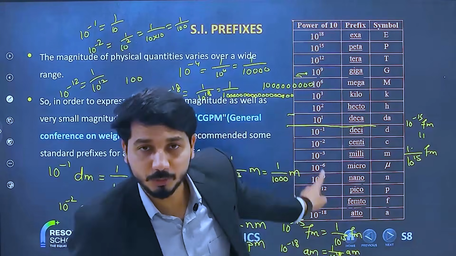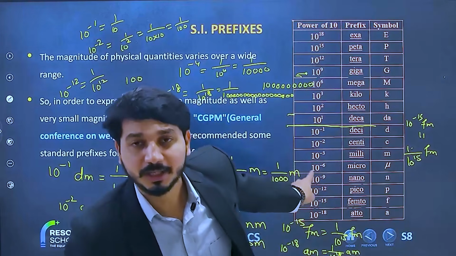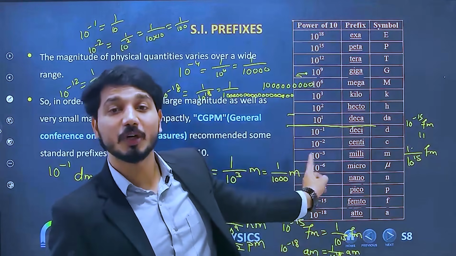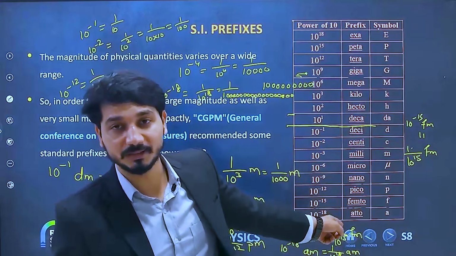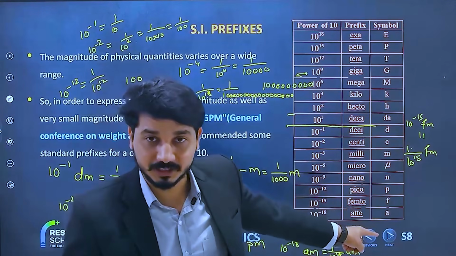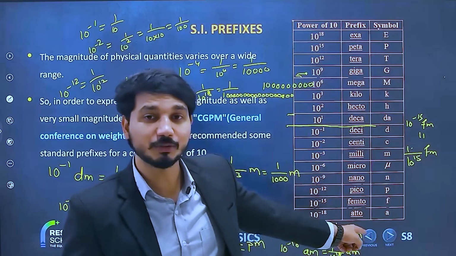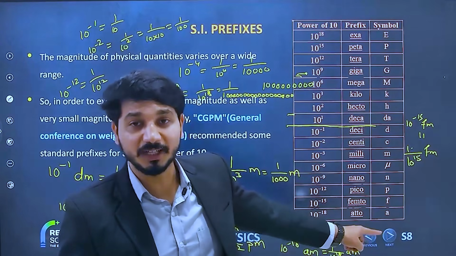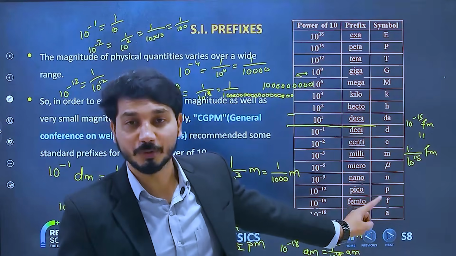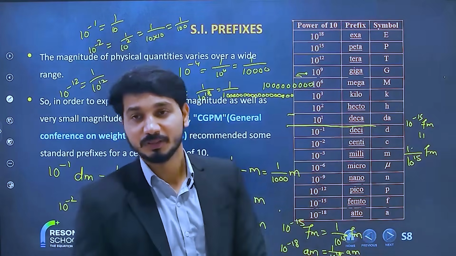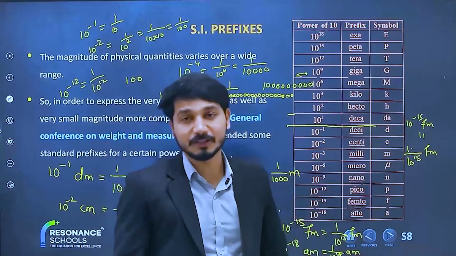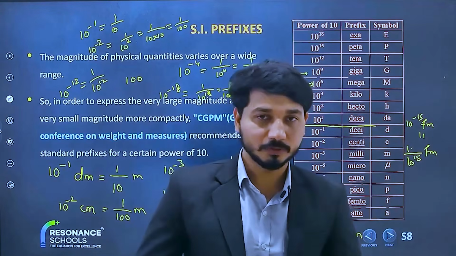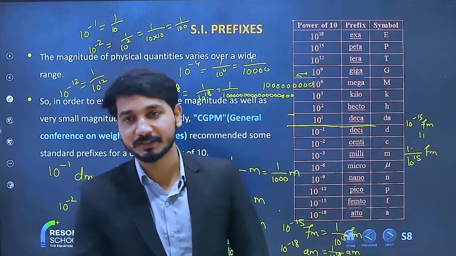So 10 to the power minus 1 is called deci, 10 to the power minus 2, centi, 10 to the power minus 3, milli, 10 to the power minus 6, micro, 10 to the power minus 9, nano, 10 to the power minus 12, pico, 10 to the power minus 15, femto, and 10 to the power minus 18, atto. Right? Clear to everyone? These are the prefixes which we have to learn, memorize, and know by heart.